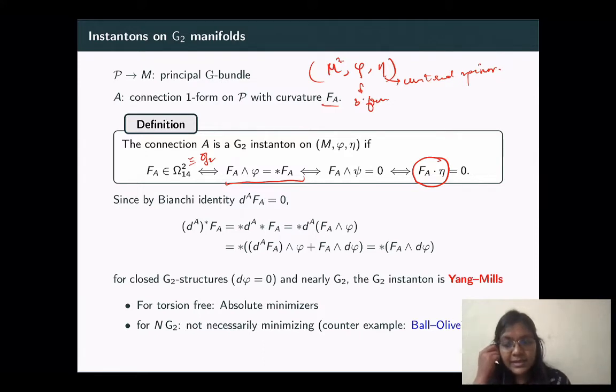One more thing is that this definition has nothing to do with the type of G2 structure. So this definition is true for any G2 structure.